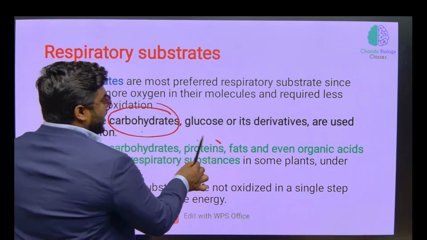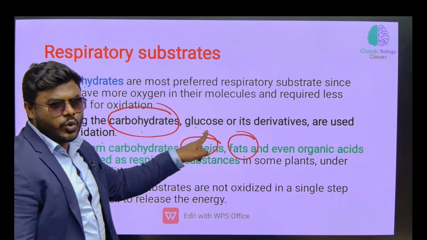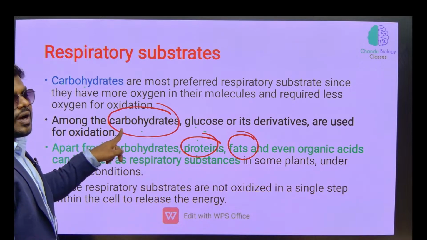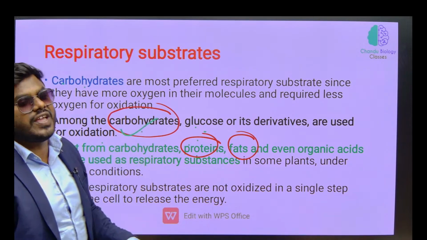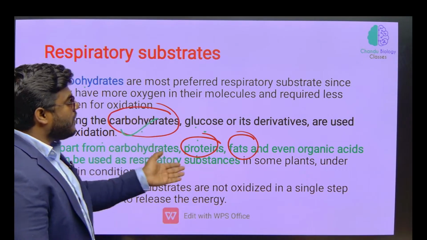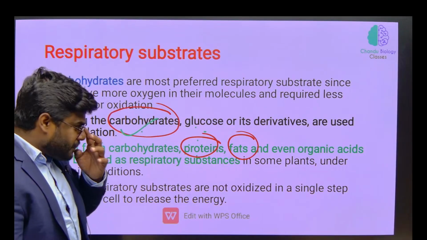By breaking down proteins we can also get glucose, and by breaking down fats we also get glucose. But the brain or body generally uses carbohydrates as the major or first source of energy, followed by proteins and fats. It's a very simple process.